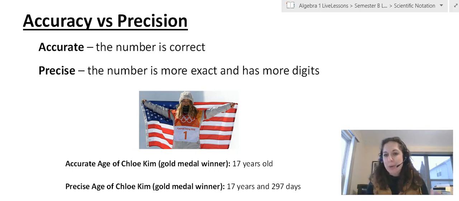So when someone asks you how old they are, you don't say, oh, I'm 15 and 32 days. We don't say that. We just say we're 15. So the 15 is still accurate, but a more precise value would include the extra days. But hopefully that makes sense. So accurate is correct. It's usually just maybe rounded up or down, where precision, the precise number, is that exact value.